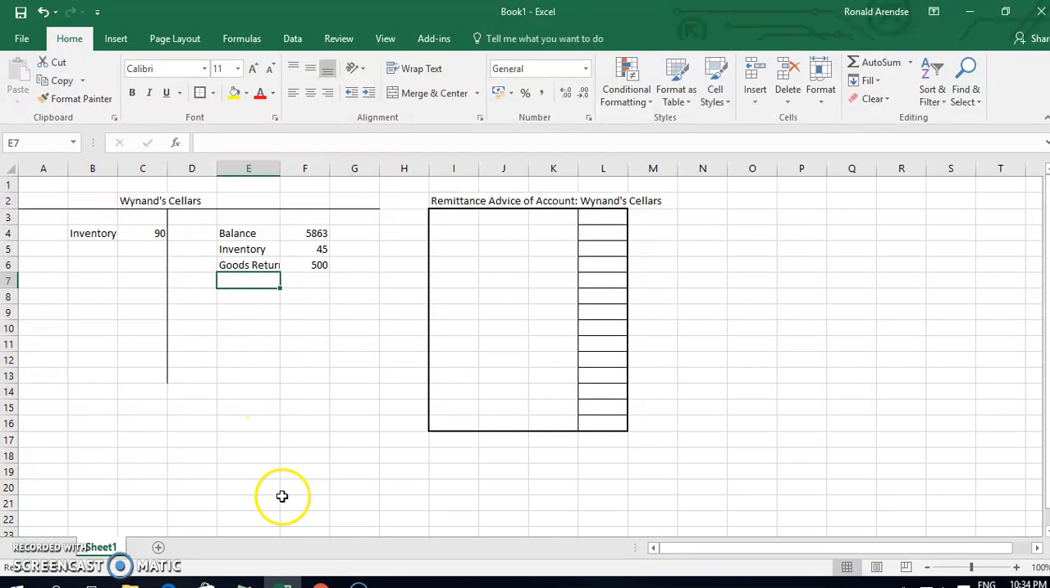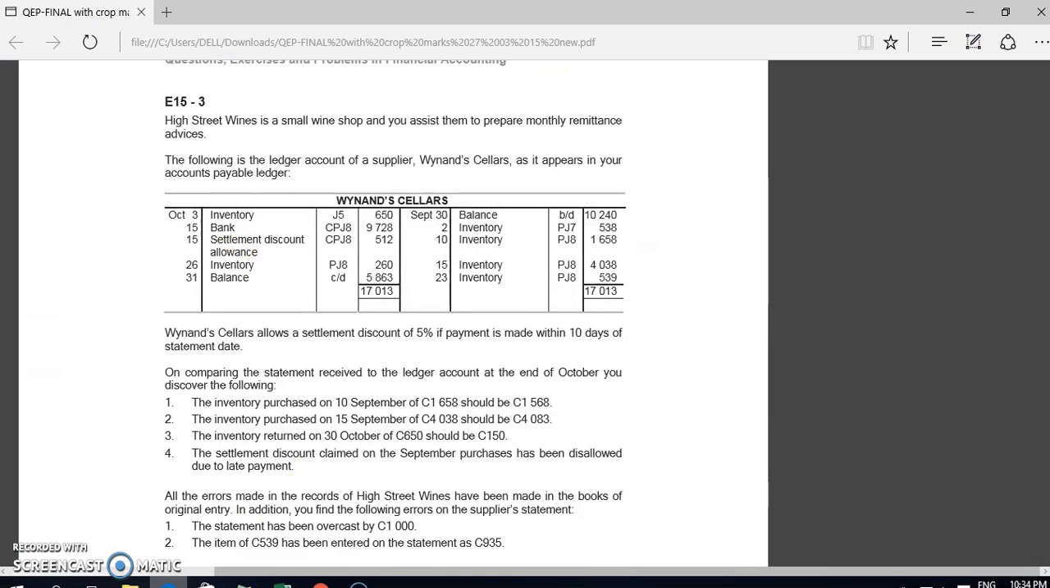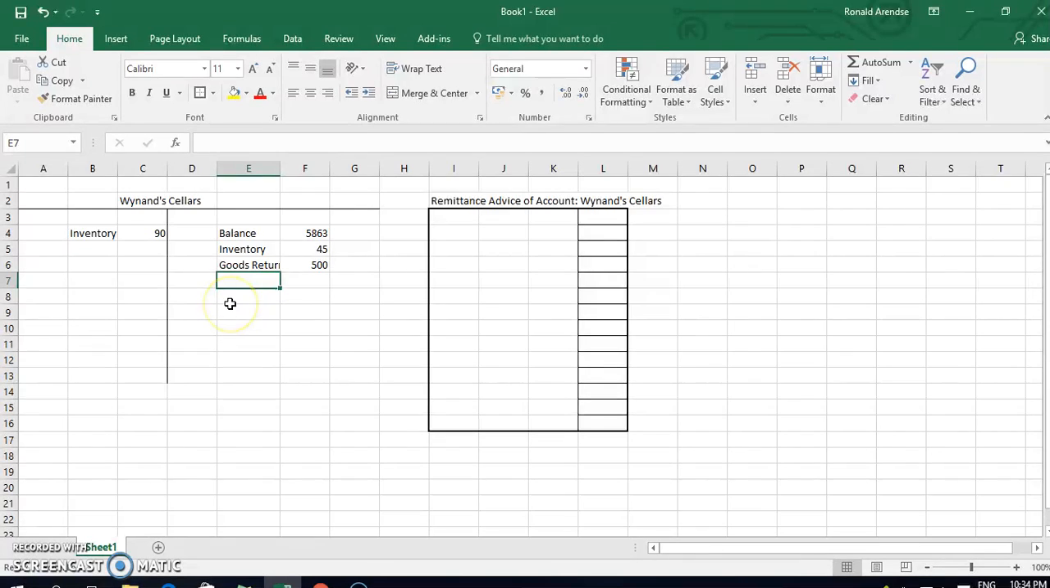Right. Then the last transaction refers to the settlement discount. It says that we didn't qualify for the settlement discount. So if we didn't qualify for the settlement discount, can we still decrease the account with the 512? No. So we have to remove the 512 by cancelling this. We have to put it on the credit side. So our settlement discount, 512, we add it back to the account. So now we balance the account.